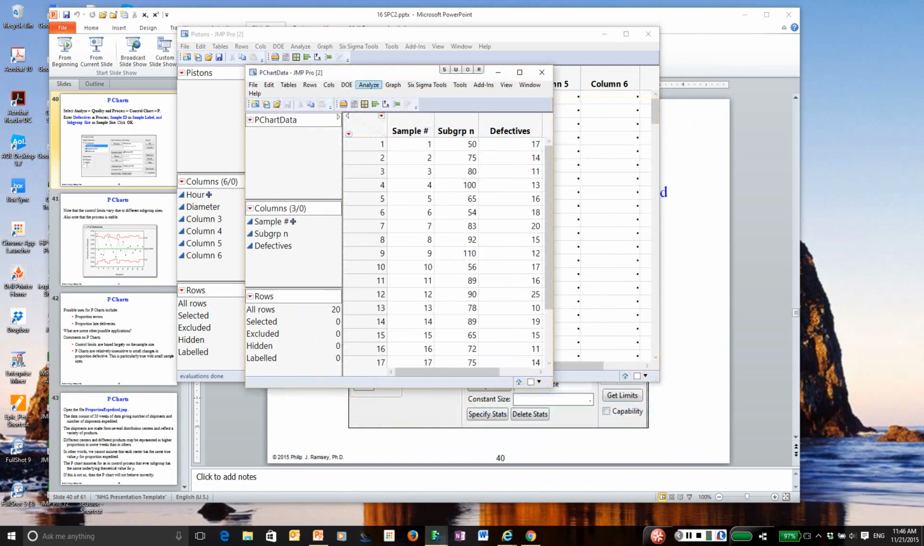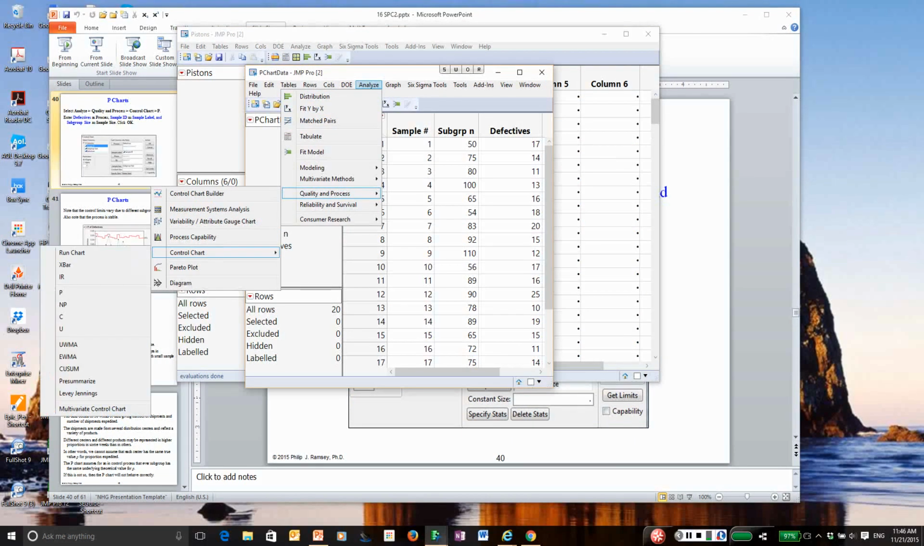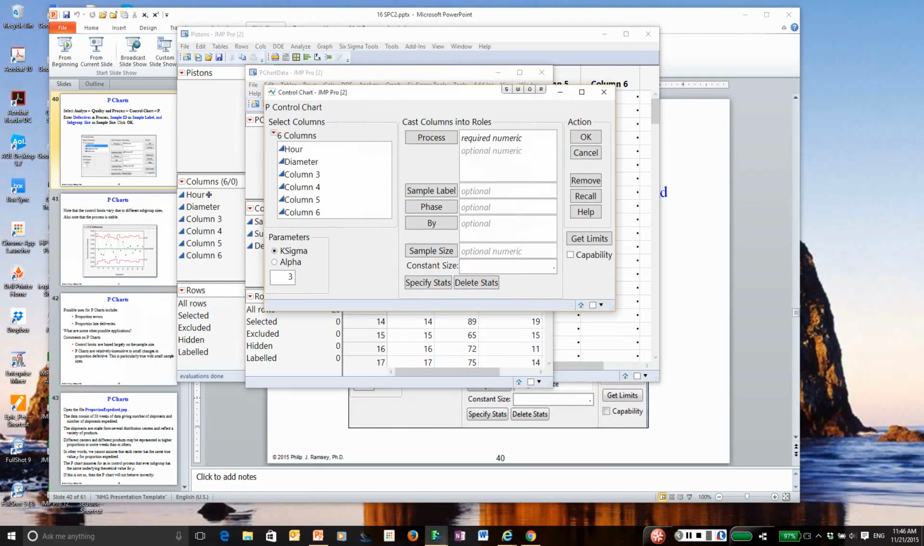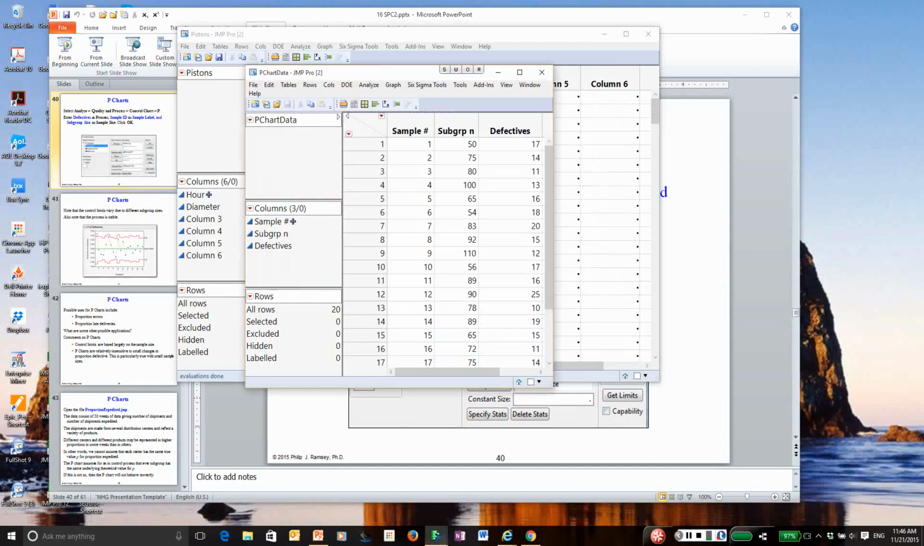Okay, so there is the P chart data. Again, I go to Analyze, Quality and Process, Control Chart, and I'm going to select P chart. So I'm going to put hour as the sample label. Wait a minute, that grabbed the wrong data for some reason. What is going on? There, let's try it again.